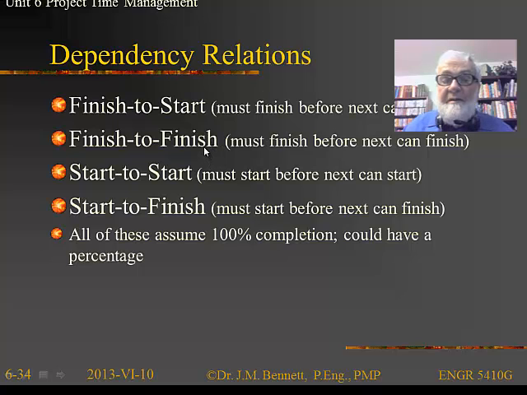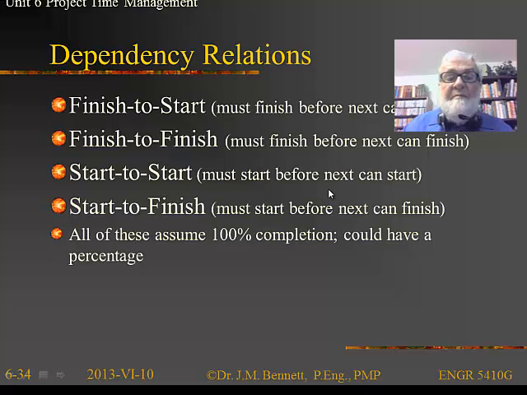We can have a finish to finish relationship. We have to finish this particular activity before some other activity can finish. So there's an interesting example. And we can have a start-to-start relationship. We must start this activity before the next activity can start. And finally, we can have a start-to-finish. We have to start this activity before the next downstream element can finish.